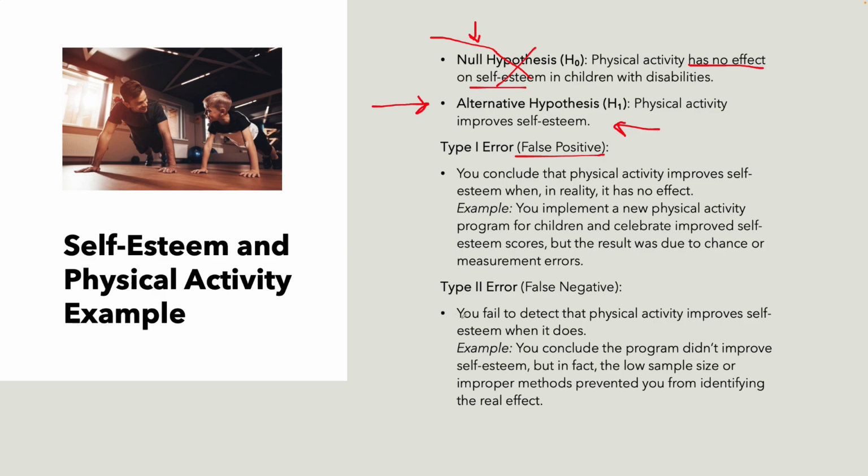Now, a type 2 error would be you fail to detect that physical activity improves self-esteem. So that's where you go, oh man, all that work, I spent so much time doing this, and now, unfortunately, I have to just accept this. There is no effect. Well, I just made a mistake. And in fact, this could be true, but because I accepted this, I will not be able to publish that this was actually true.